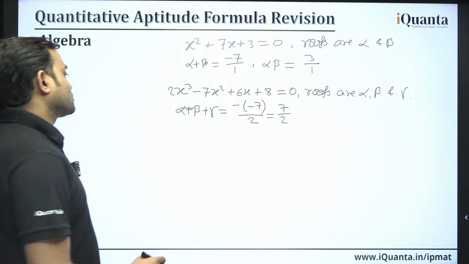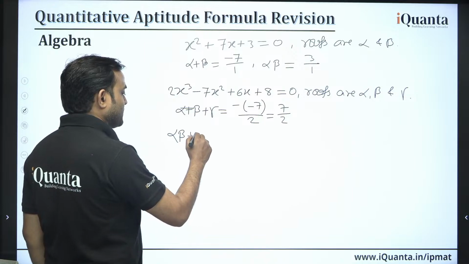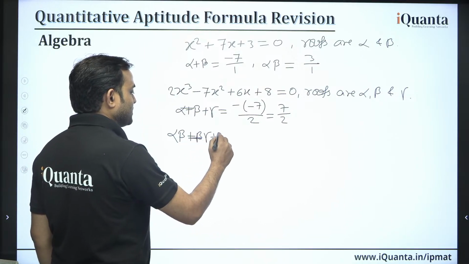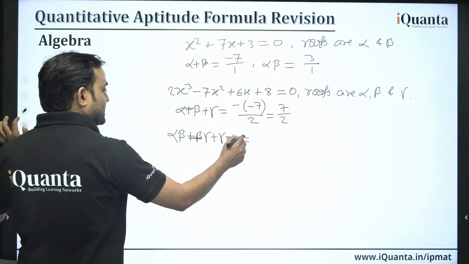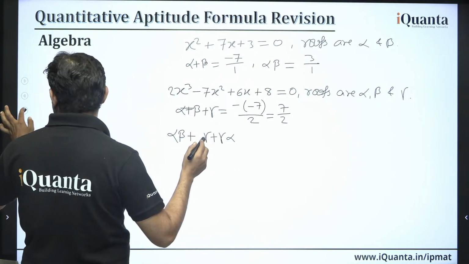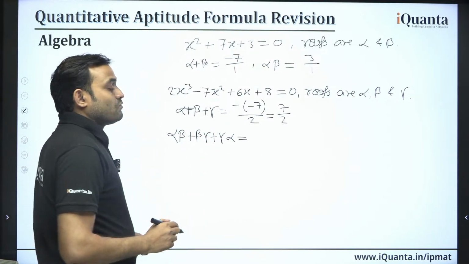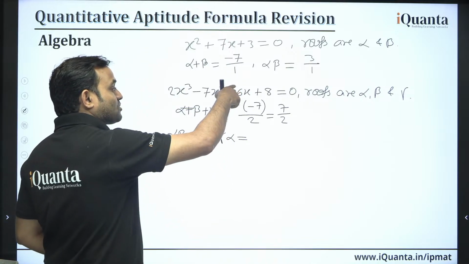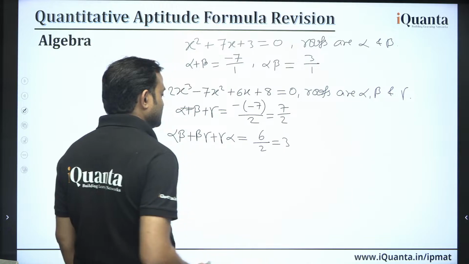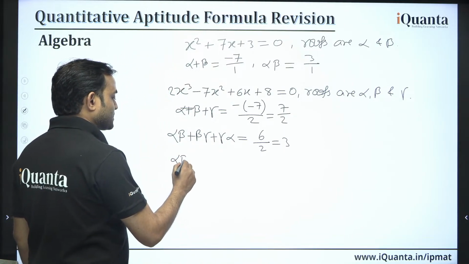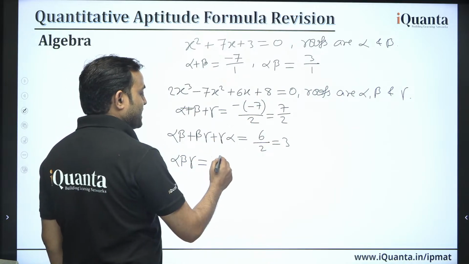Now, if you took two roots at a time, the sum of products of two roots at a time: alpha beta, beta gamma, gamma alpha. So what do we do? We take the coefficient of x, which is 6, divided by 2, that will be equal to 3. Then, if you are taking the product alpha beta gamma, what will be the product? It will be minus 8.